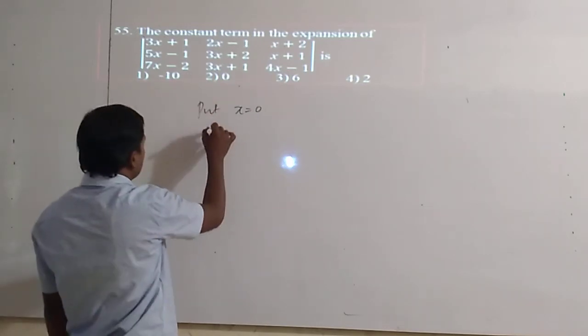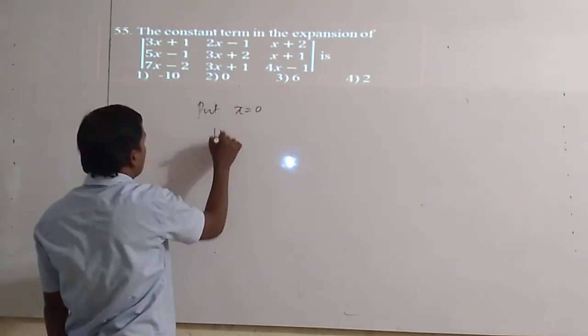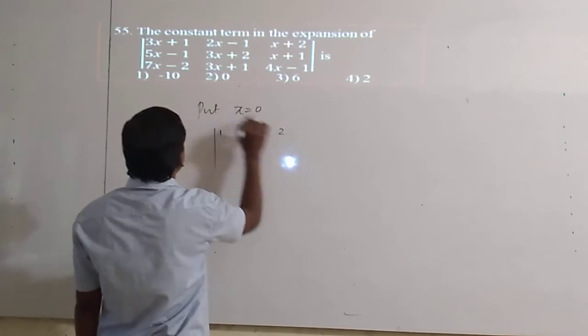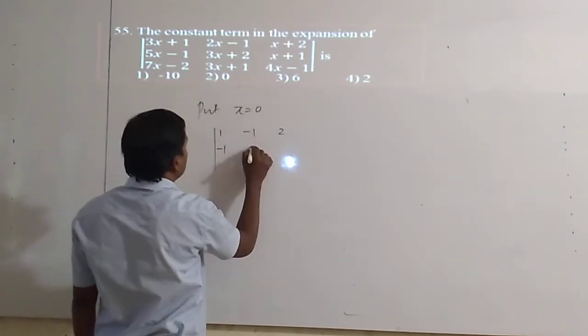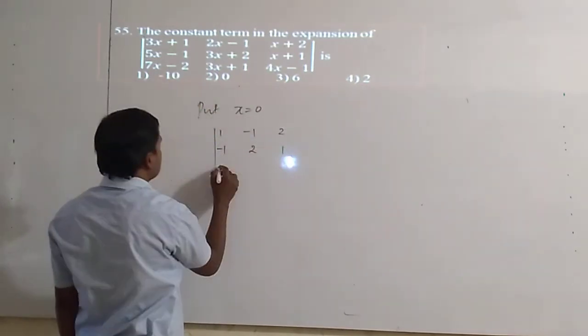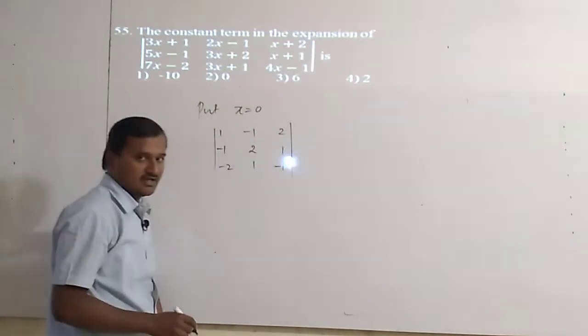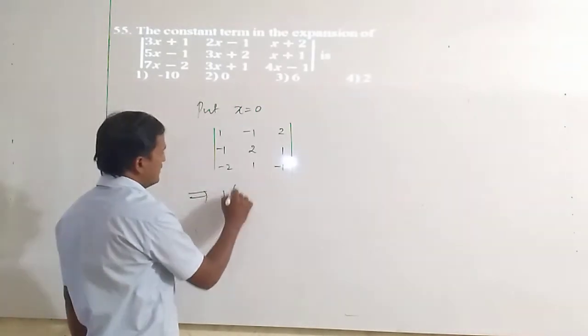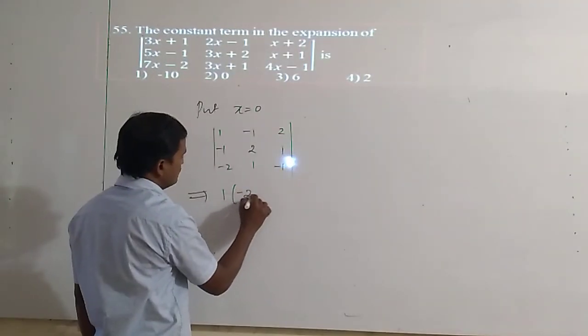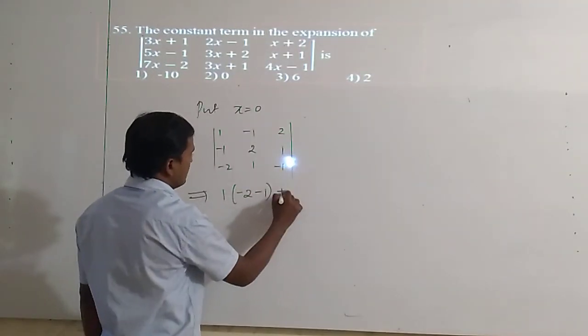So therefore replace the value of x by 0. Here it is 1, -1, 2, here it is -1, 2, 1, here it is -2, and here it is 1, here it is a -1, right? Now expand this one. 1 into here it is a -2, here it is -1, minus into minus plus.